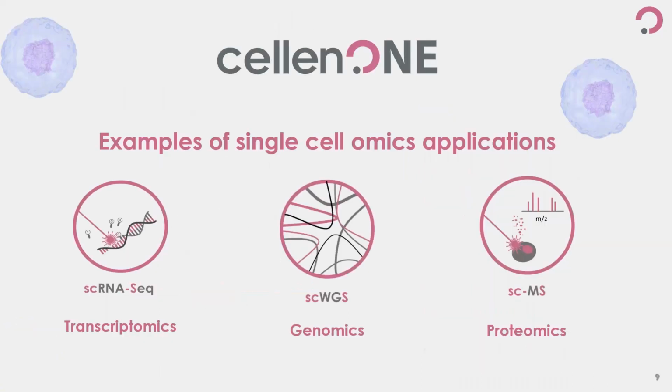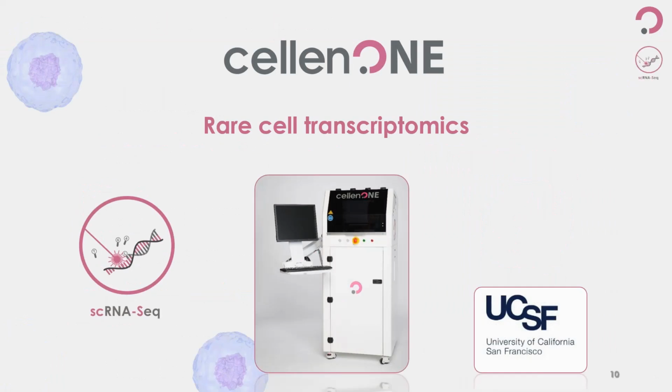So now I'm going to give you a few examples in different fields of omics. The first example will be a transcriptomic example developed at the University of San Francisco. There, they are working with very rare cells, which is kind of relevant to our topic today as well.